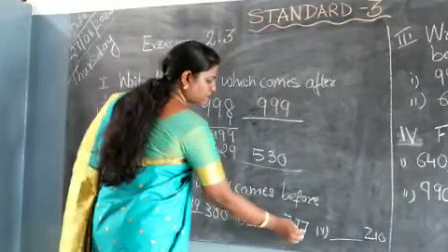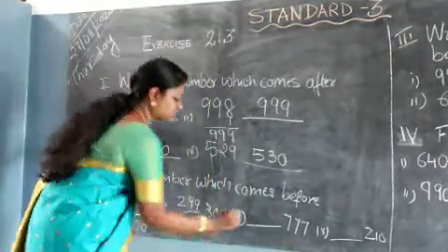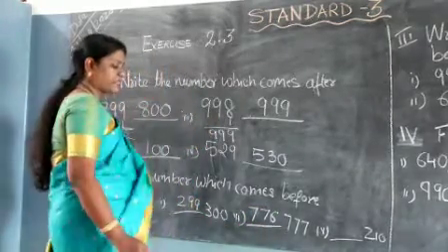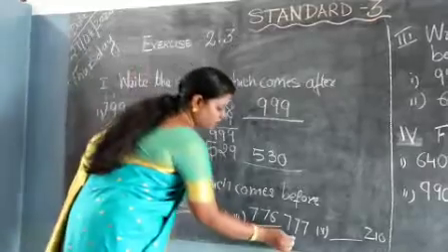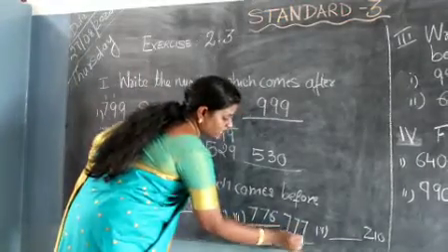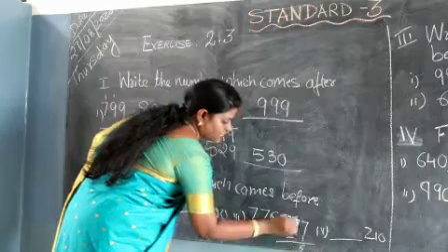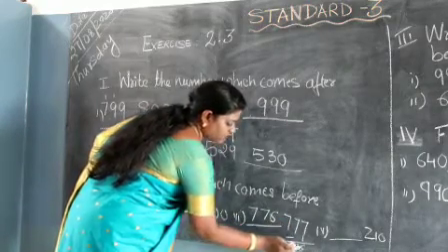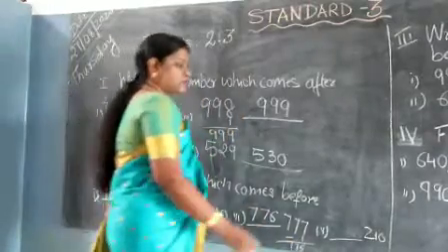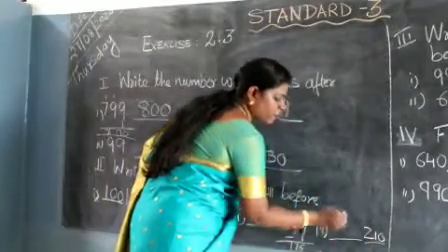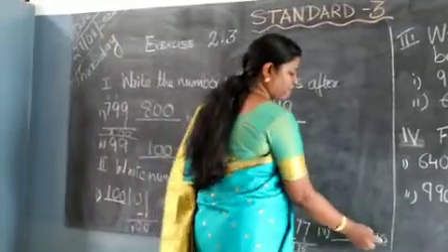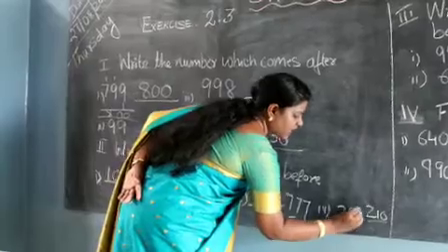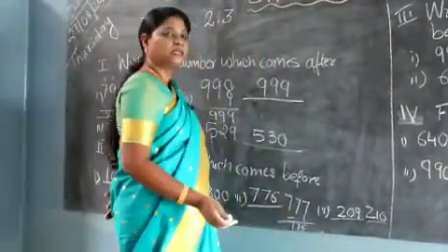Next, 777. What comes before 77? 76. So it is 776 before 777. If you have any difficulty, just try subtracting 1. 7 minus 1 is 6, and there is nothing here to subtract, so 7 comes down like that, and this 7 also comes down. 776 is your answer. Next, 210. What will come before 210? If you subtract 1 from 10, you get 9. So you are going to write 209. That comes before 210.